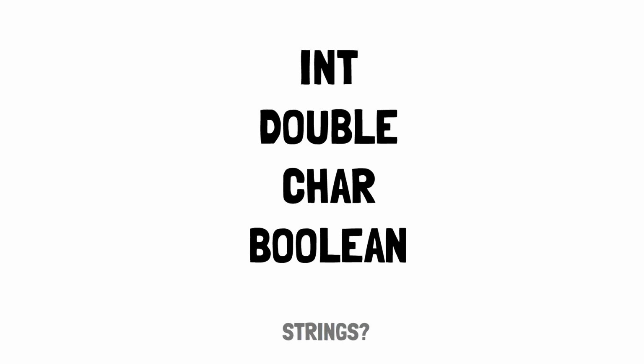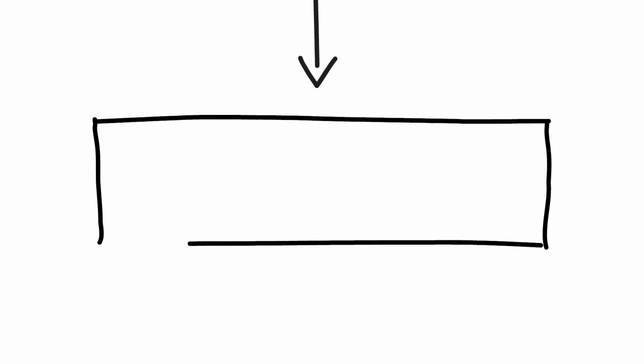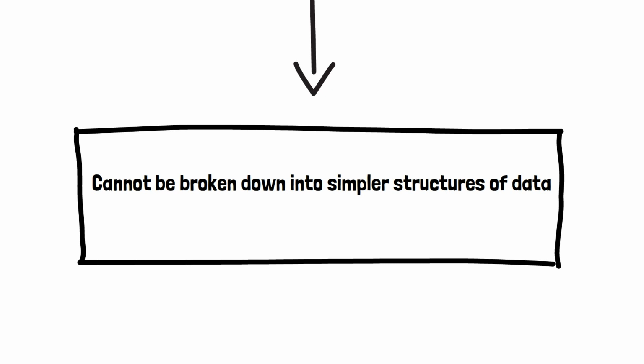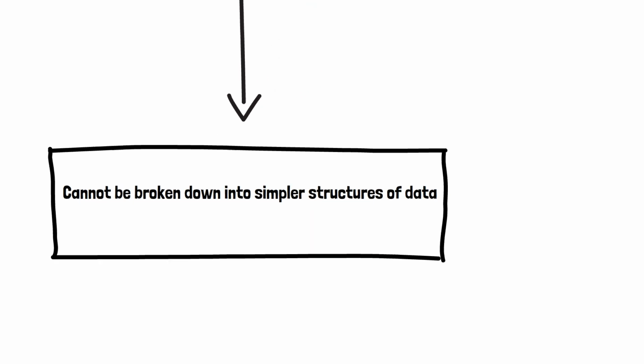Just in case you're wondering here, strings actually refer to objects rather than primitive types in Java. So, what's special about primitive data types? These are our data structures that cannot be broken apart into simpler structures of data. They're essentially the building blocks for more complex data structures.